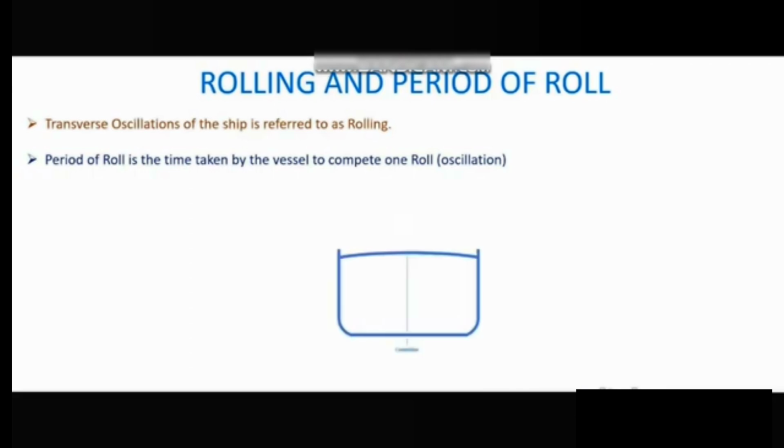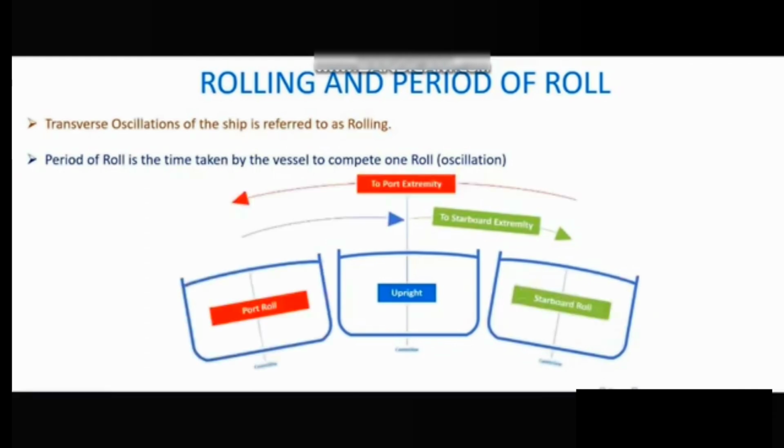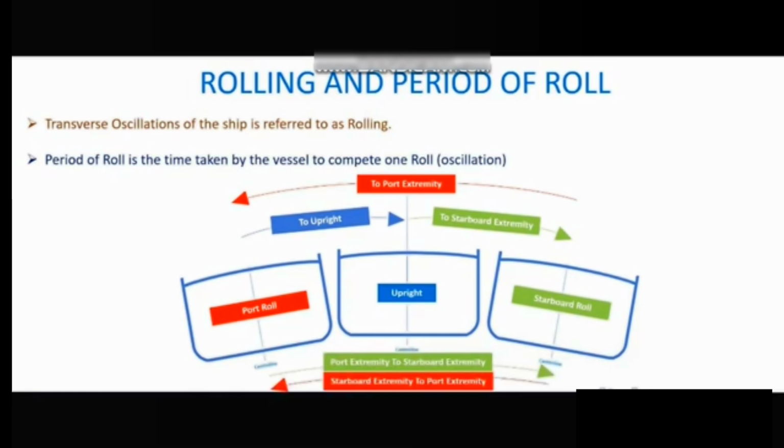If the ship starts from upright condition, then she goes to extreme on one side, then she goes to the other extremity, and she comes back to upright. And this is what completes one roll. Correct, guys? Yes or no? Yes, correct. Or she goes from one extremity to the other, from port to starboard, and then starboard to port. That is also one roll. So basically, you know what one roll actually means. So either upright to extremity to upright, whichever way you want to take, it has to be one roll.